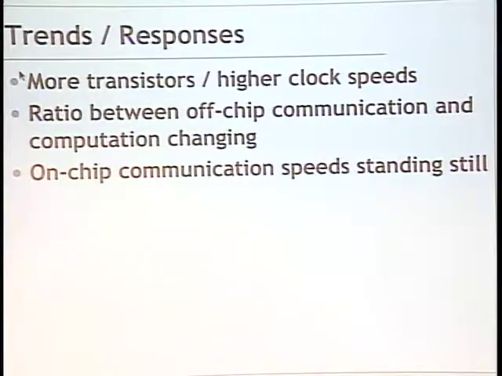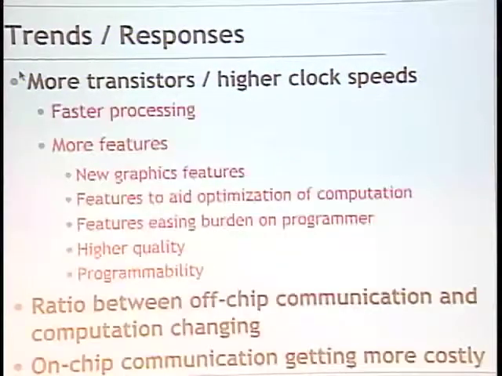So if we have more transistors and higher clock speeds, what do we do? Faster processing. We can run more stuff and run it faster. We're all familiar with this. And put on more features. We have lots of opportunities here. We can do new graphics things you couldn't do before. We can do programmability. We can start putting things on the chip that let us optimize communication. That would be pretty cool. We do a lot of compiler work right now.